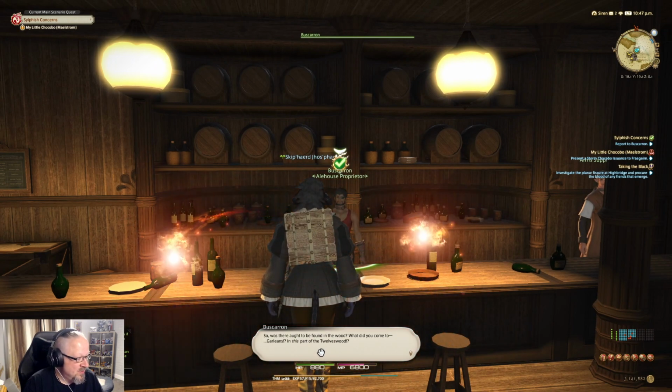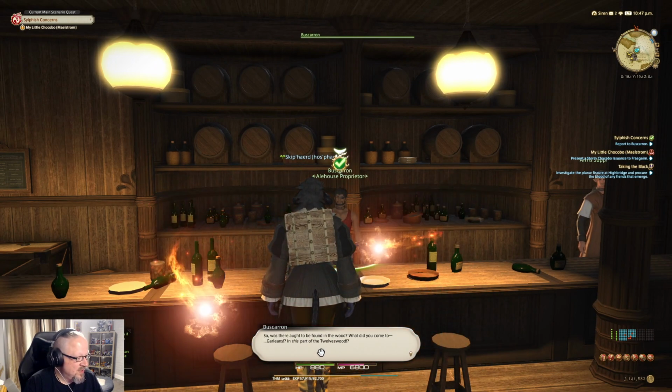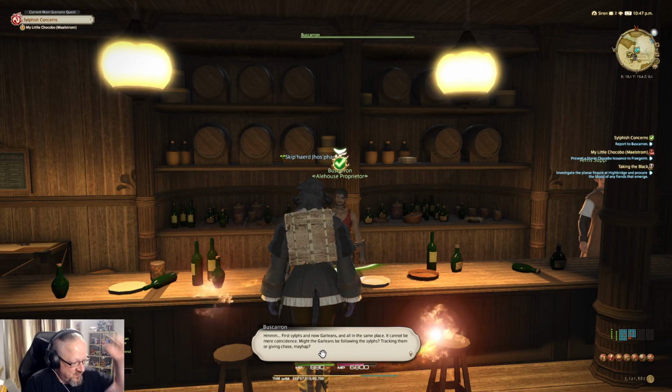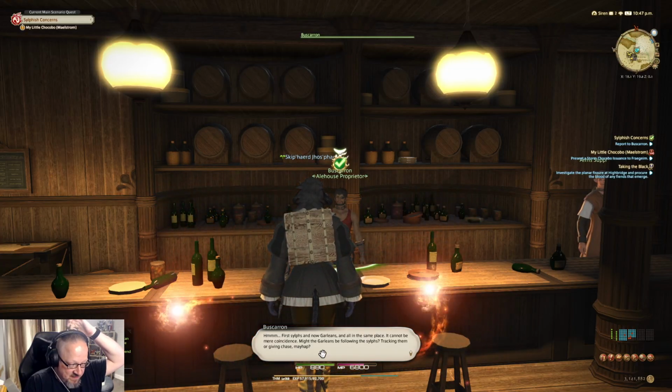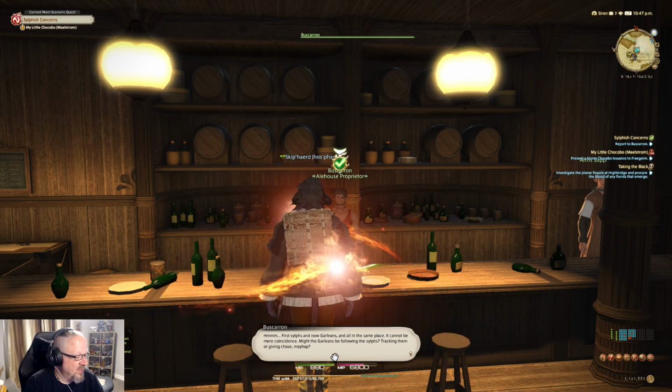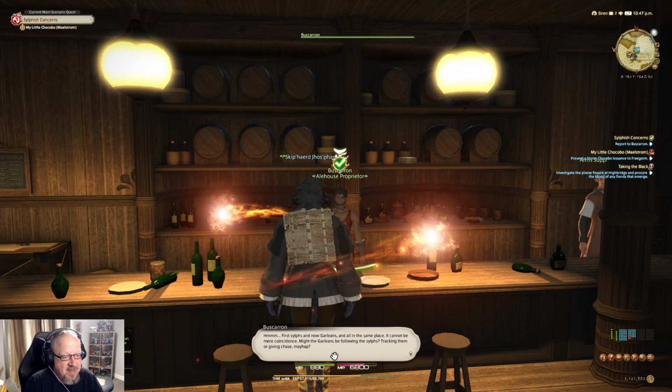So what ought to be fun in the wood? What did you come to? Garleans in this part of the Twelveswood? First sylphs and now Garleans, and all in the same place. It cannot be mere coincidence. Might the Garleans be following the sylphs? Tracking them or giving chase, mayhap?